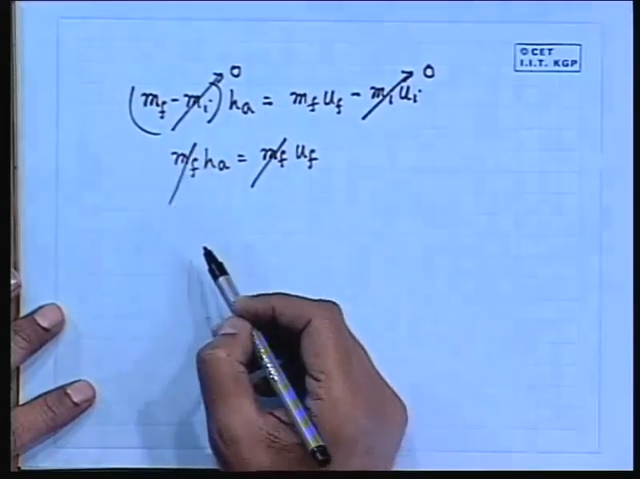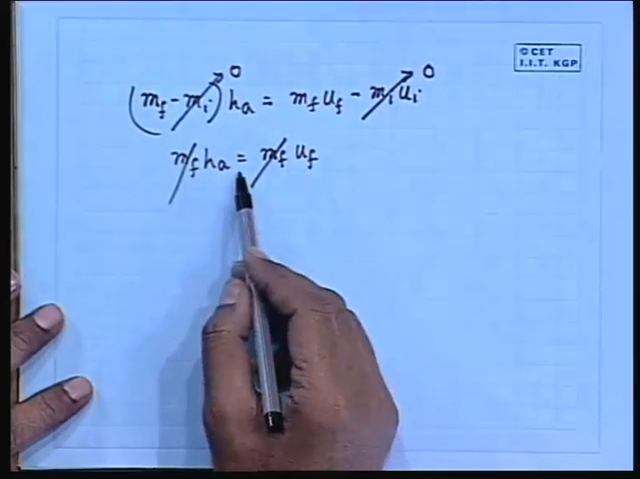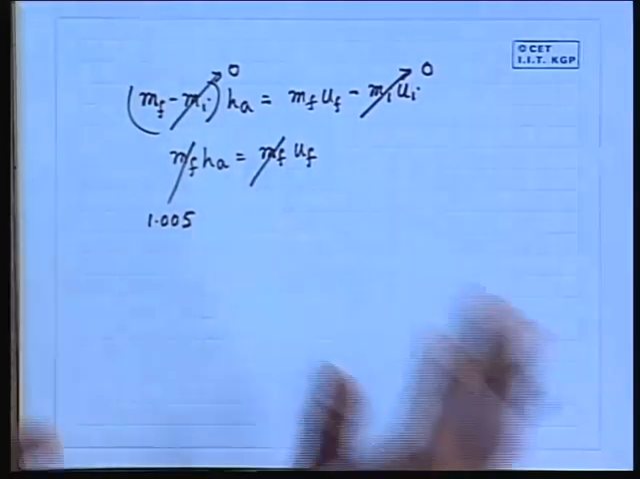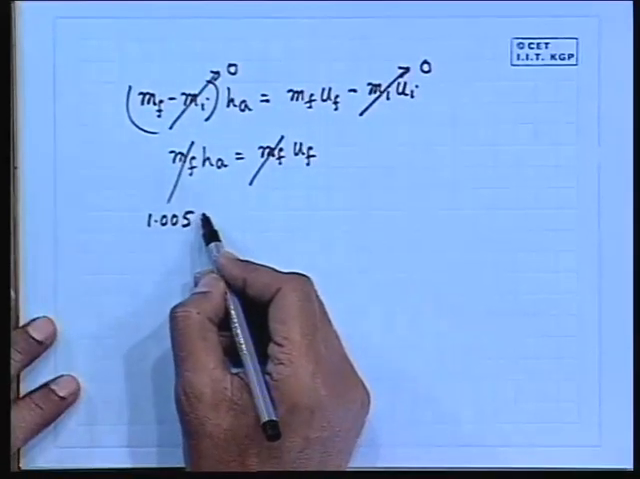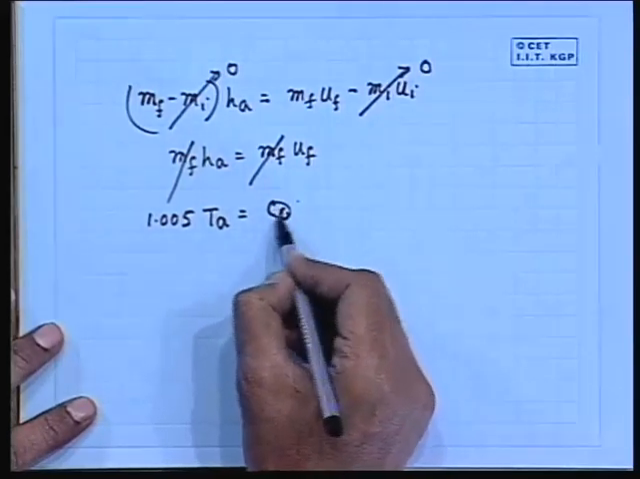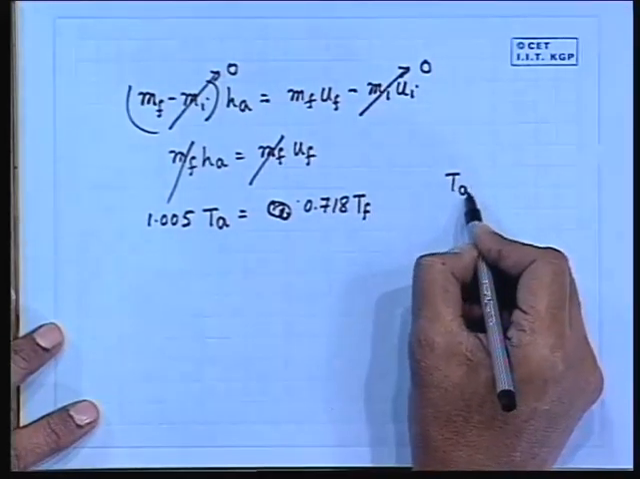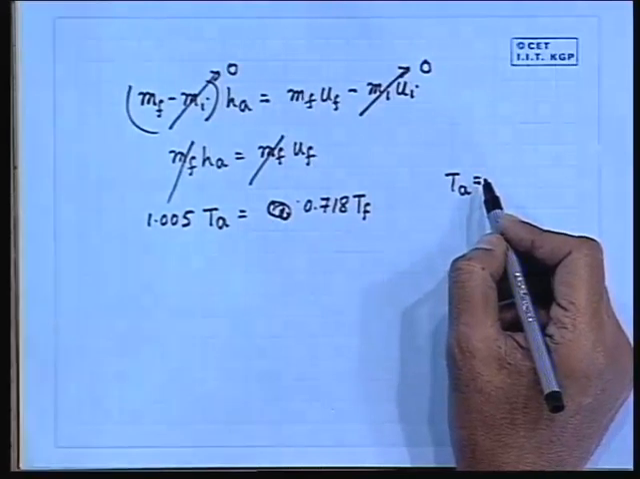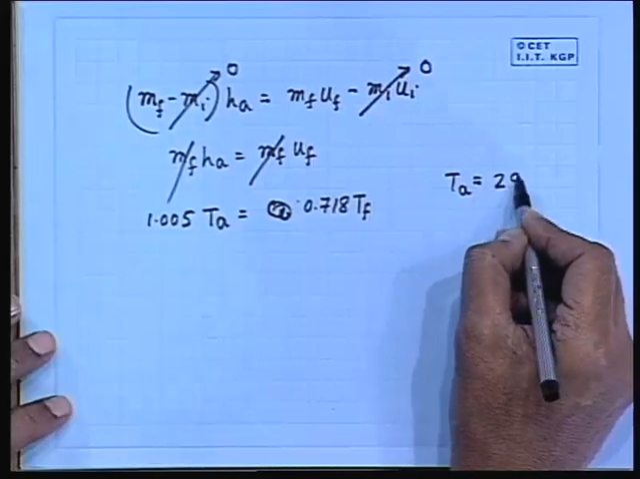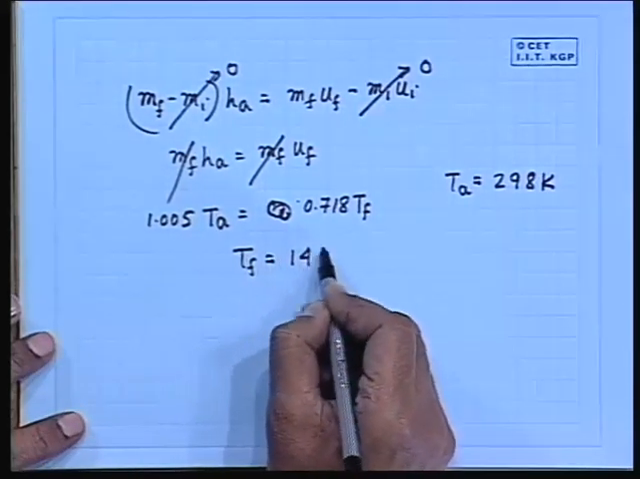So, a very interesting result will come out. Now, HA is equal to UF. So, what is HA? HA is 1.005 as far as the property relationships are given. I do not know what is CP, CV. So, this time into TA is equal to CV into, sorry, 0.718 into T. Here T what? The air temperature, 25 degree, that means 298 K. With this I get TF is 144.